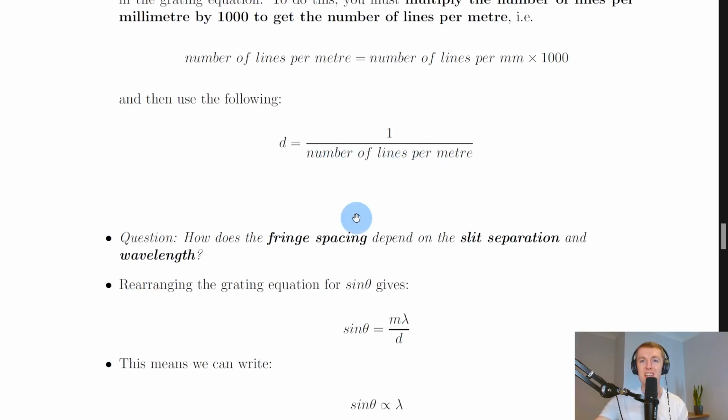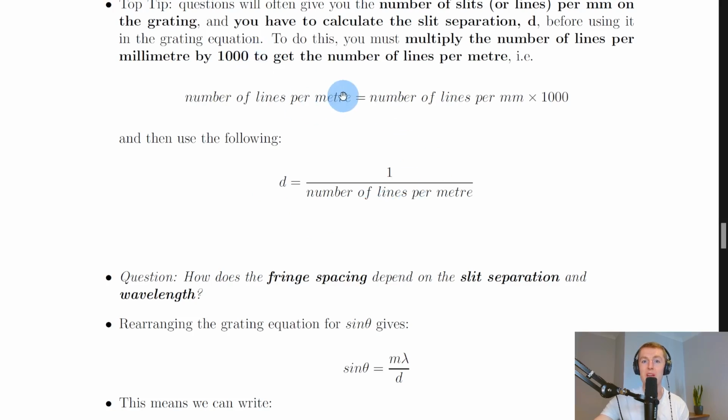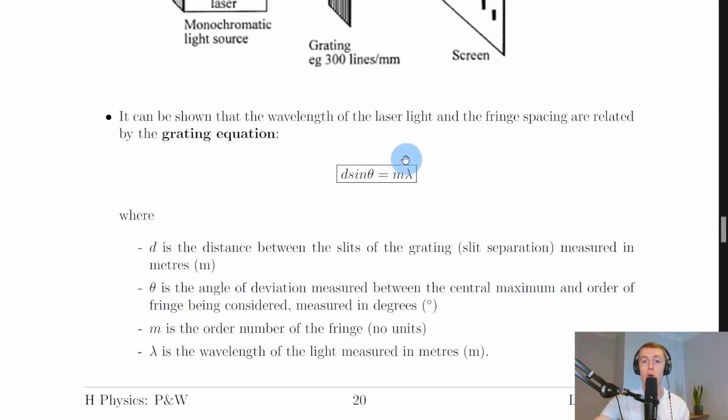So in order to get the slit separation, or distance between the slits on the grating, d, we just do 1 over the number of lines per meter. And of course, some questions might be kind to you and just give you d straight away, so you wouldn't have to do any of this converting into the number of lines per meter and then using it in this equation. So going back to this equation, what we're saying is that the value of little d can be given to you in three ways.